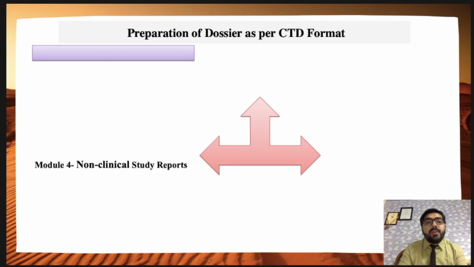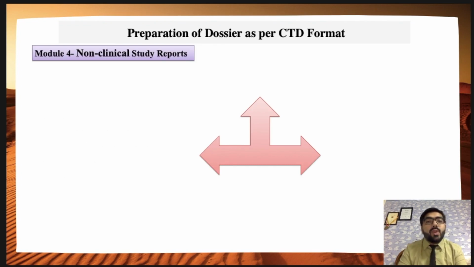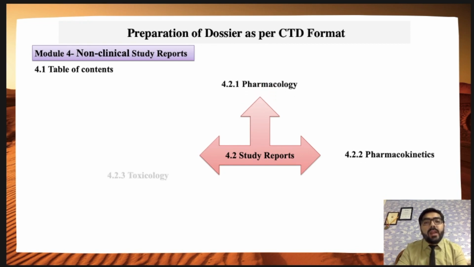So coming to module 4, which is the non-clinical study reports, it contains the information about the non-clinical part. So table of contents 4.1, and then 4.2 is the study reports. So what are the different studies carried out in the non-clinical part? Pharmacology study, pharmacokinetic study, and toxicology study. So we have to mention all three studies' information in this section only. And then 4.3 is literature references.